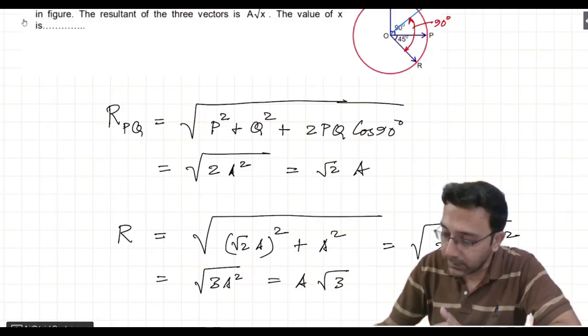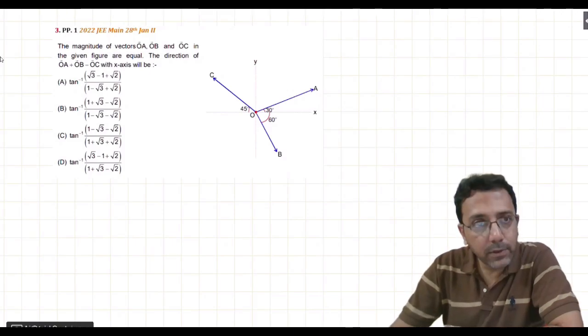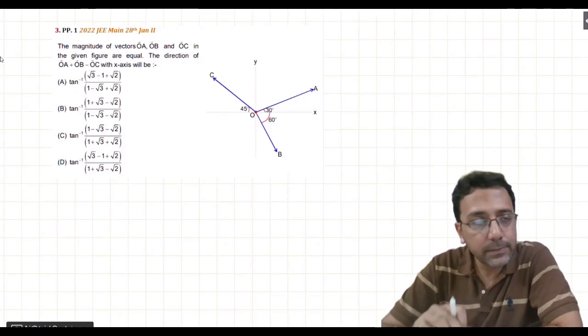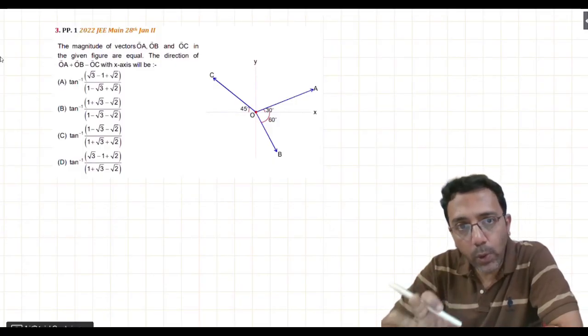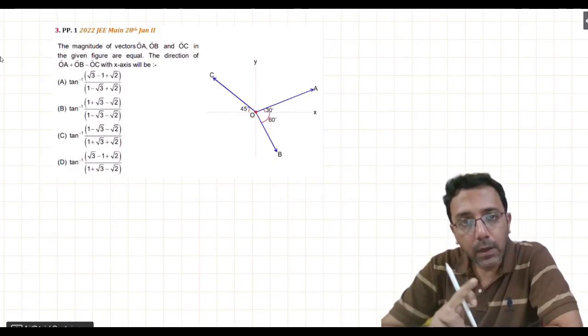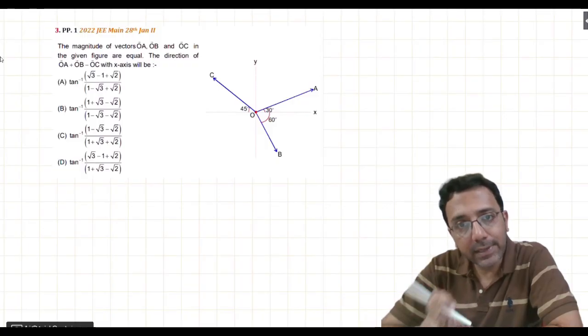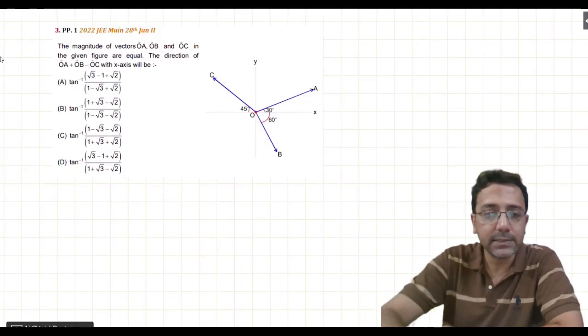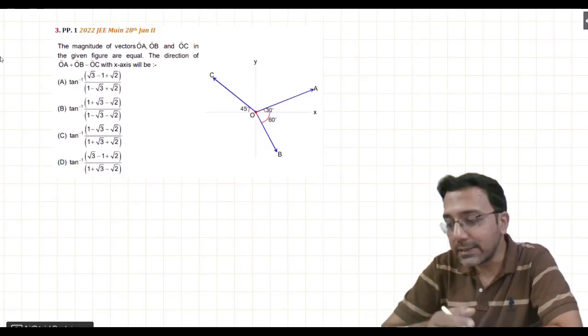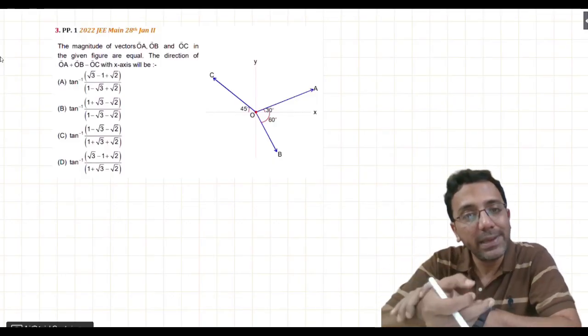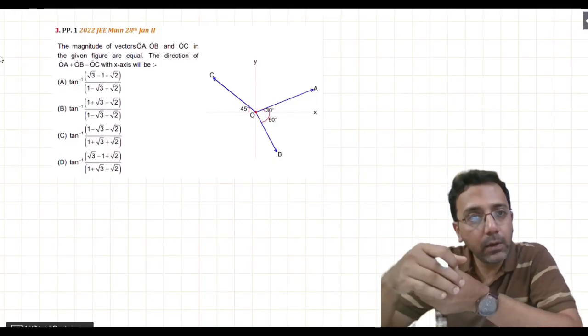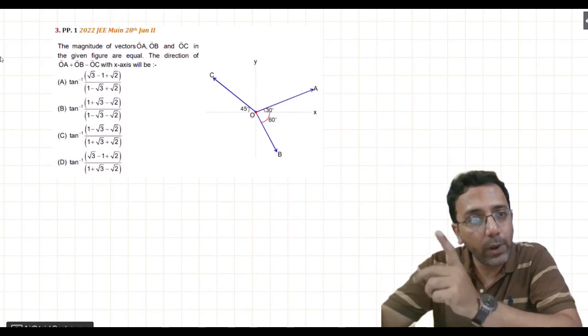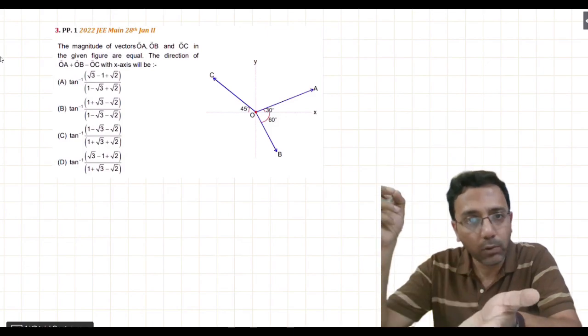Let us go to the next one. So let us go to the third problem. In the third problem, you see what is given to us. There are three vectors, OA, OB and OC. OA is at an angle of 30 degrees with the x-axis, OB is at an angle of 60 degrees with the x-axis, OC is at an angle of 45 degrees with the x-axis. Now we can consider the magnitude of all the vectors to be m, small m. And we need to find out the direction of OA plus OB minus OC with respect to the x-axis.